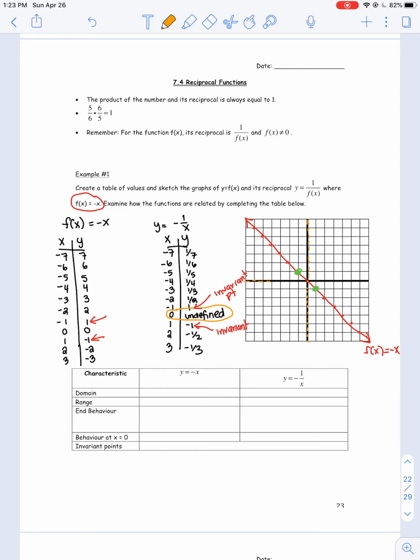Now there's also going to be a horizontal asymptote at y equals 0. So this is the x equals 0 line. That's a vertical asymptote. And this is a horizontal asymptote.